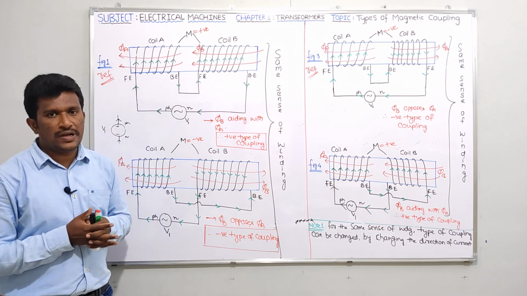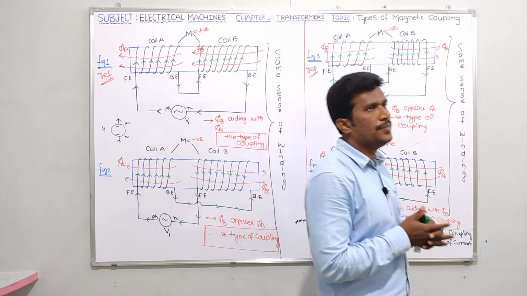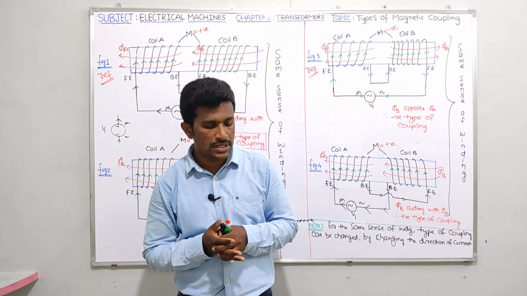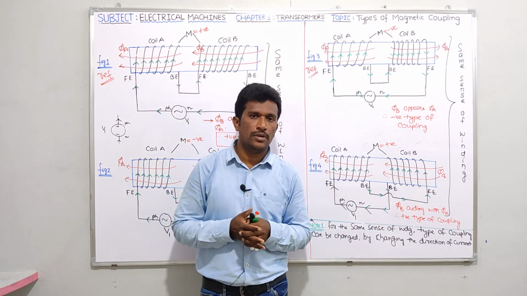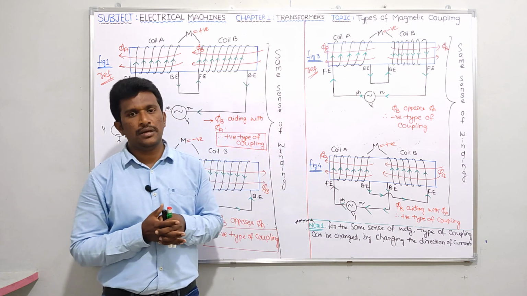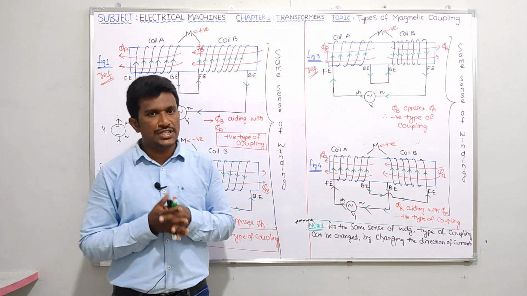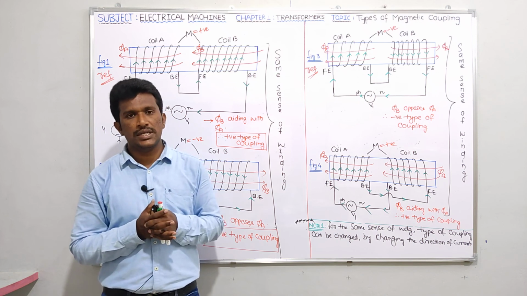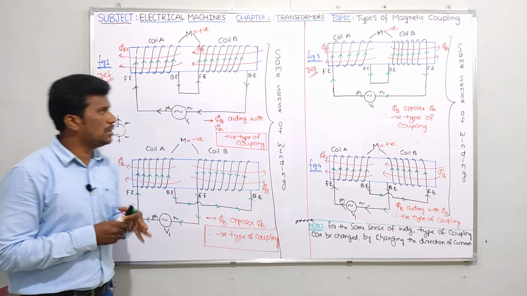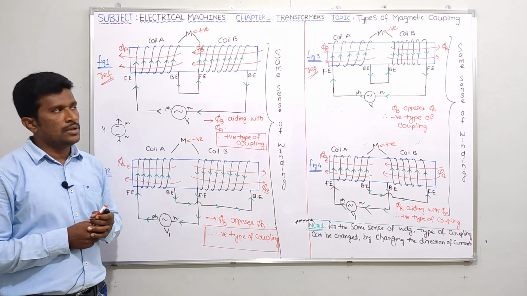Next point, since flux is invisible quantity, comma, for deciding type of coupling, dot notation is used. Okay, yeah, please try to draw all these things. In the next video, I am just going to explain that dot notation. Okay, please.